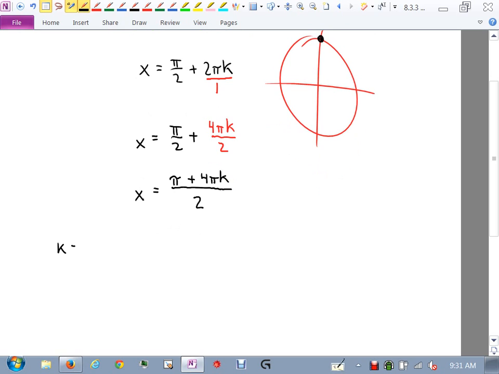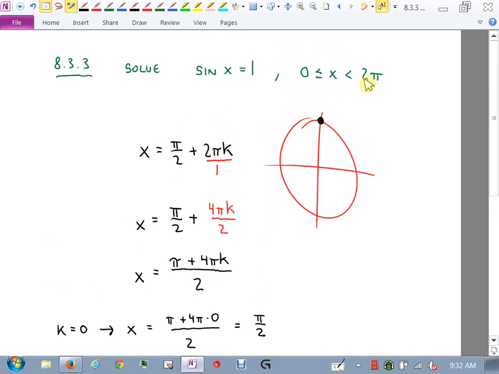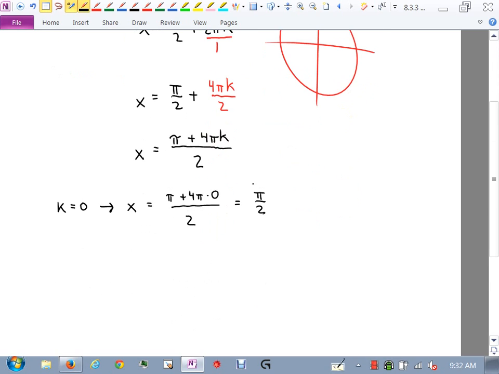If k is 0, and we'll start with 0. I mean, it seems like a natural place to start, right? If k is 0, tell me what x is. It would be pi plus 4 pi times 0 over 2. 4 pi times 0 would be 0, and this is just what? Pi over 2. Now, is pi over 2 inside 0, 2 pi? Yes. So I'm going to box it. That's an answer. Now I'm going to let k be equal to 1.